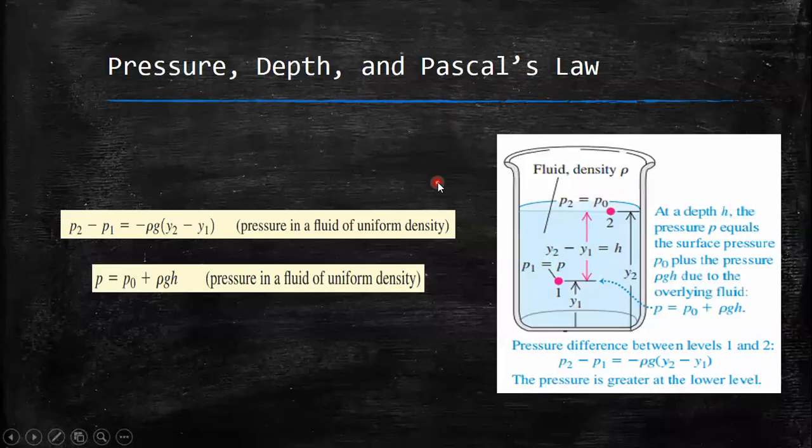Now that we have learned that the pressure is the same at any 2 points at the same level in the liquid or in the fluid, regardless of the shape of the container. As we have learned that the pressure in a fluid increases with depth due to the weight of the fluid above the point of interest.